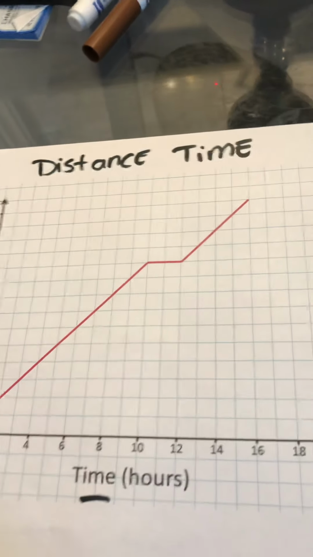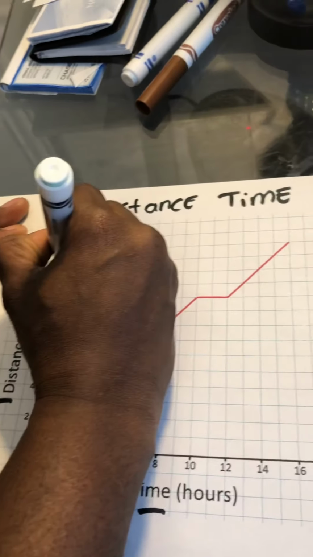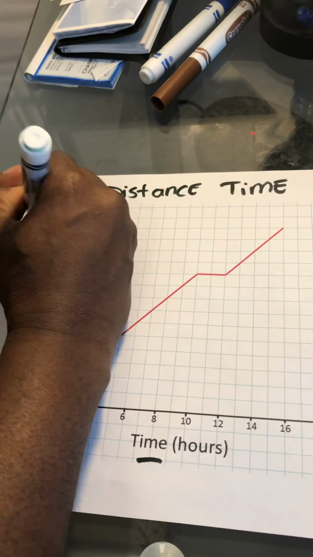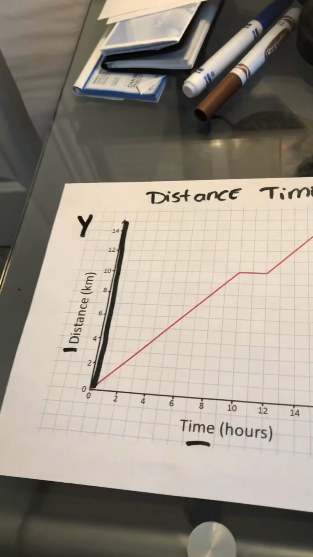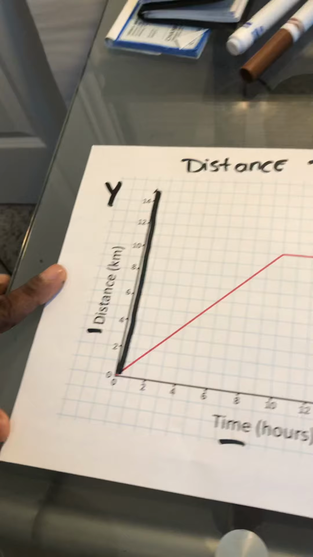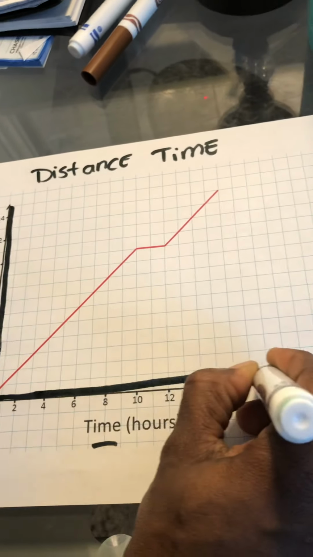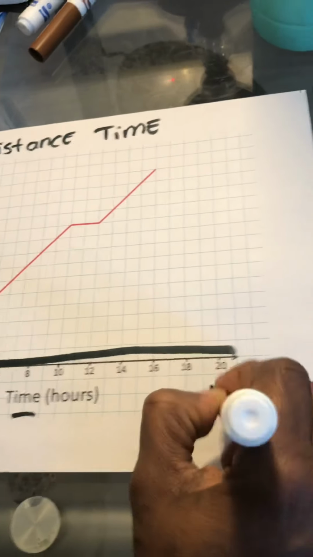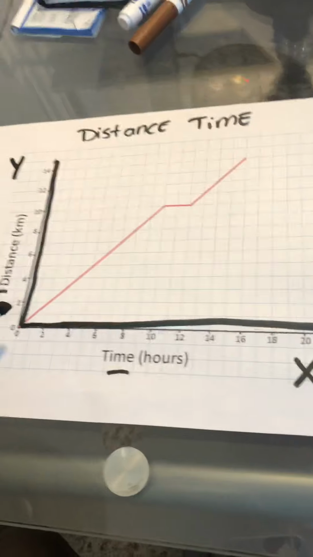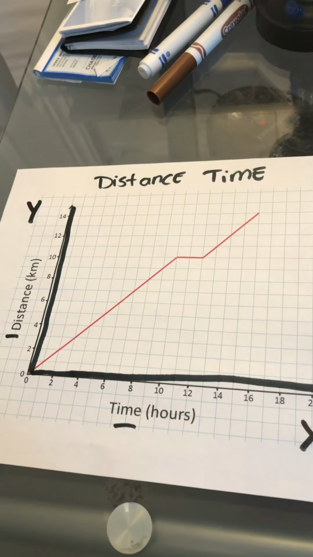The next thing you're going to do is identify each axis. So here, going up and down, we have the Y axis. And then going across, we have the X axis. So we have the Y axis going up and down and the X axis going horizontally.